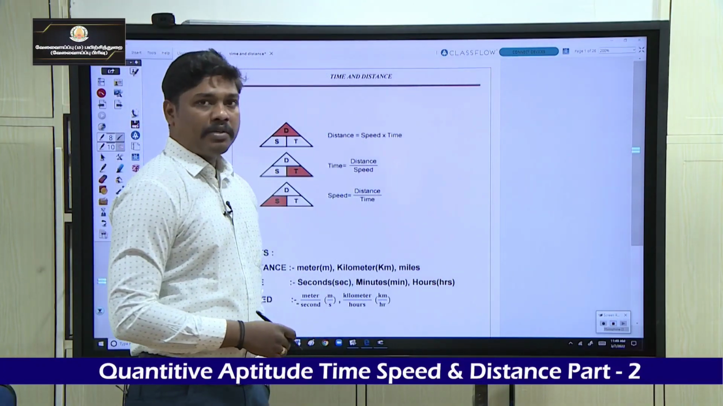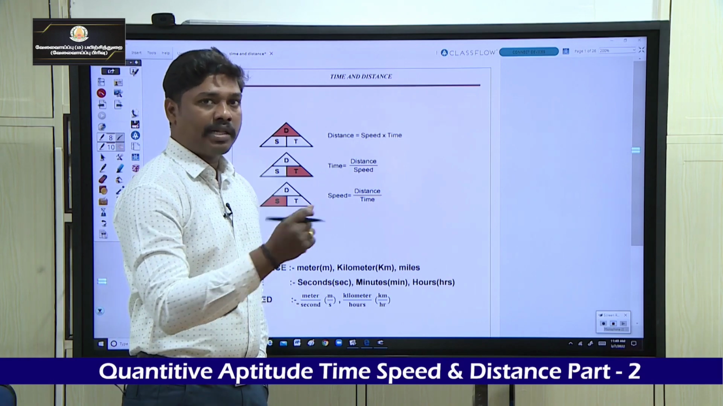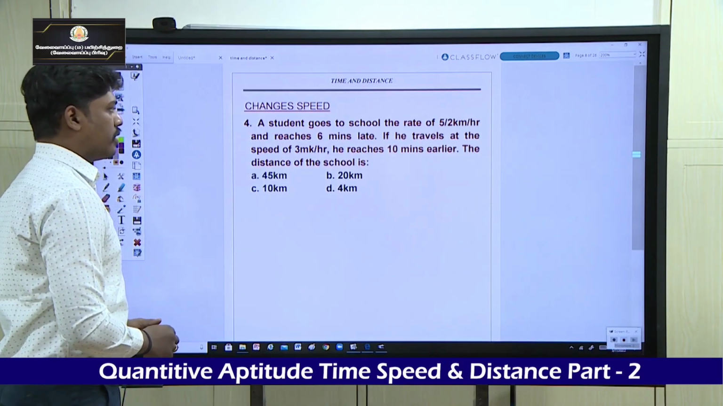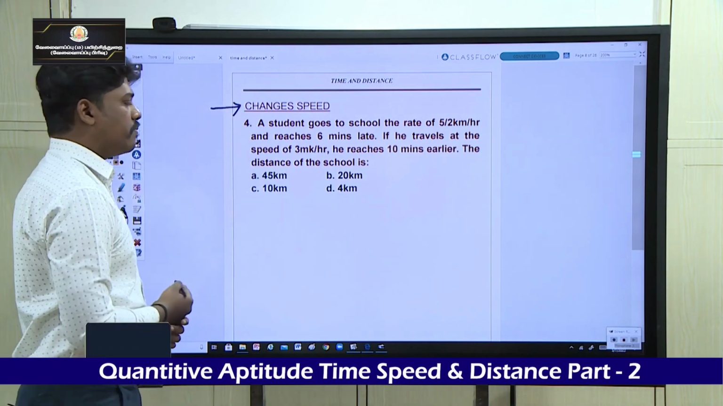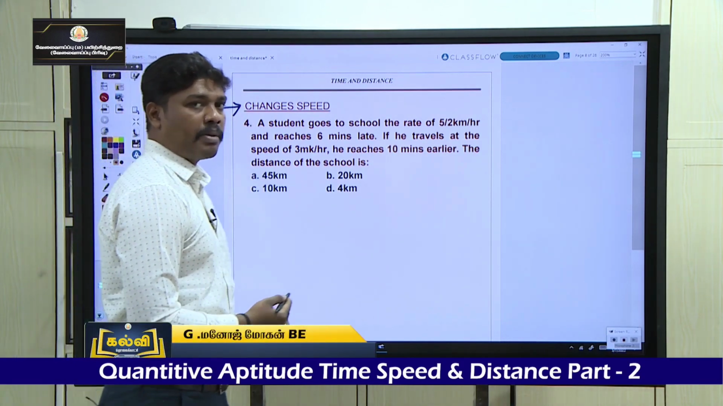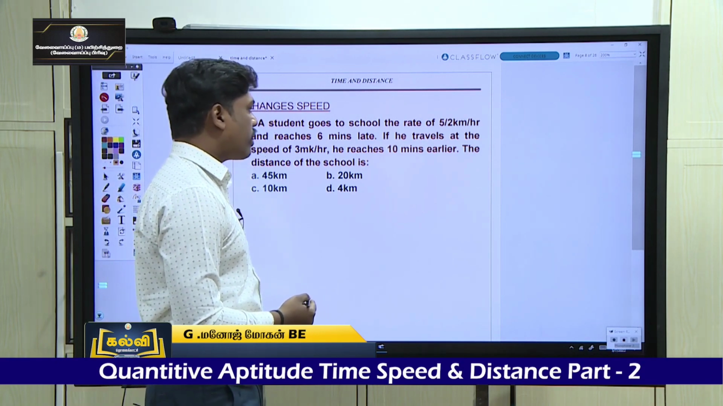So, the topic which I am going to take here is time, speed and distance. Next one here. So, next type is changes in speed. When a person changes his speed, then what happens?